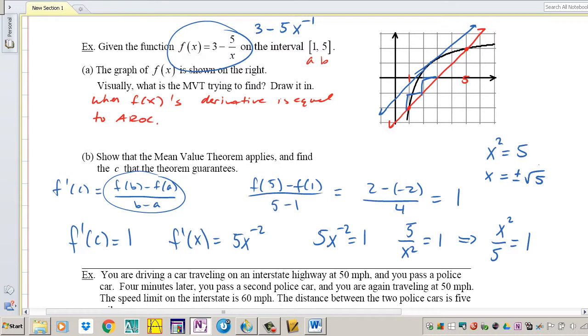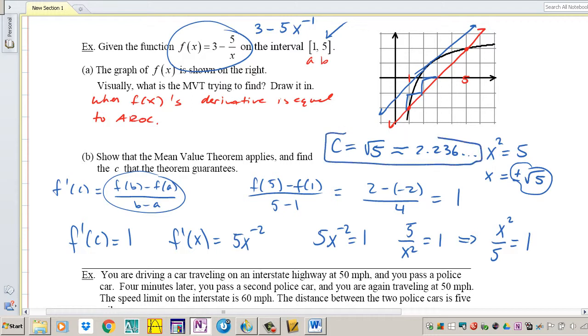I have two answers, but which one actually satisfies my mean value theorem? Only the positive version satisfies it, because I'm only dealing with numbers in between positive 1 and positive 5. So my c is equal to the positive square root of 5. And the positive square root of 5 is roughly 2.236... I don't know. Something like that. Pretty sure it's 2.36 though.